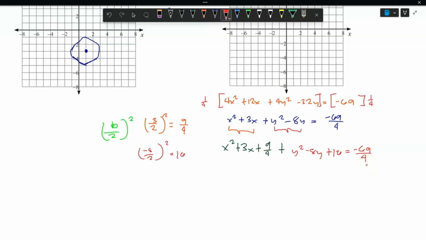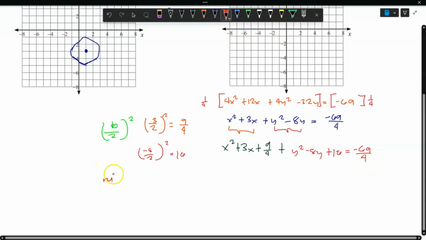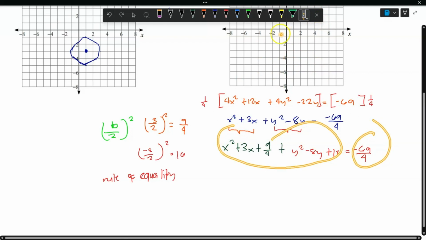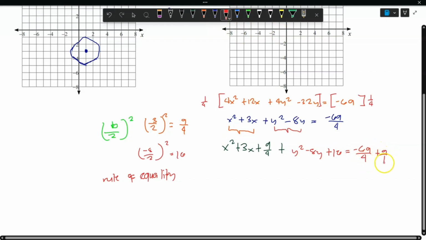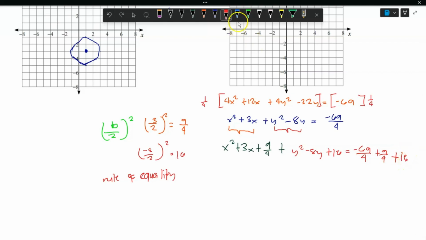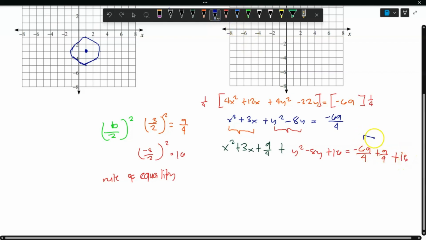But again, remember, rule of equality. Whatever is done to one side of the equation will be done to the other side. Again, that is to ensure balance. So we added plus 9 over 4 plus 16. If we're going to add this, perform the operation, this will just give us 1. Alright?